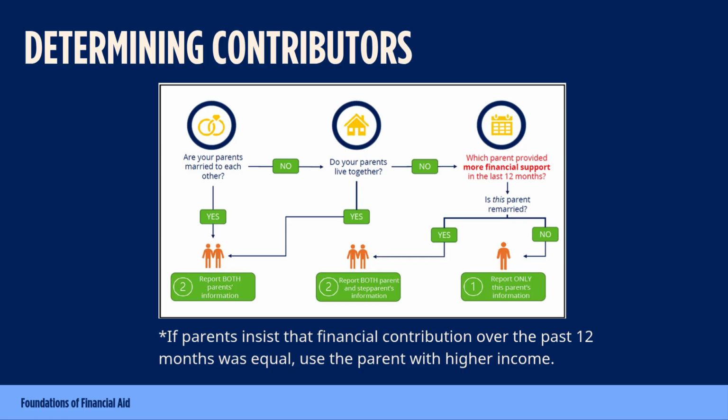Sometimes parents who don't live together will insist that financial support over the past 12 months is exactly equal between the two parents. If they insist that that's the case, then you will use the parent who has higher income.